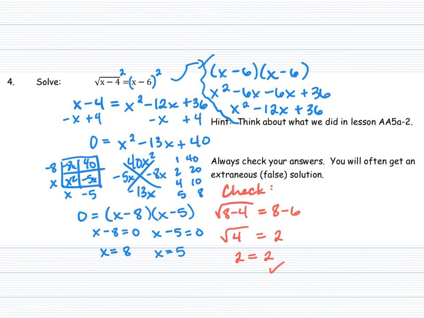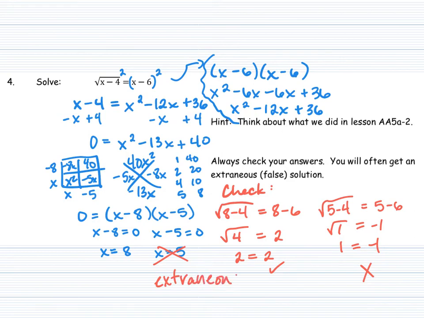On the 5, we're going to do the same thing. Square root of 5 minus 4 equals 5 minus 6. Square root of 5 minus 4 is square root of 1, and then that equals 1. 5 minus 6 is negative 1. So we end up where 1 equals negative 1, which is not true. So that one is our extraneous solution. And we'll take a look at the graph in just a minute and see why that is.